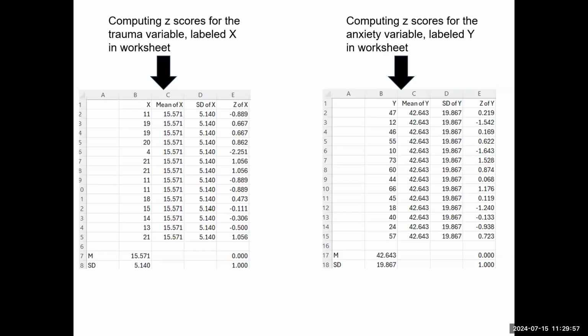So we took the individual score in the B column, we subtracted away the mean from the C column, and then we got that difference and divided it by the standard deviation, which is the number in the D column. And so for our first participant there in row number 2, their Z-score on the trauma variable is negative 0.889. Okay. On the right-hand side, I stepped through a parallel set of computations for the anxiety variable, which is labeled Y in the worksheet.